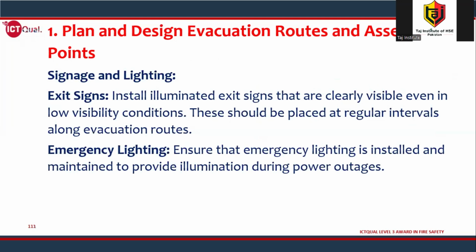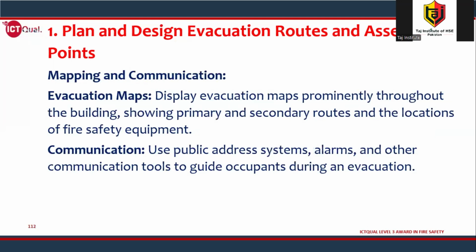Signage and lighting. Exit signs. Install illuminated exit signs that are clearly visible even in low visibility conditions. These should be placed at regular intervals along evacuation routes. Emergency lighting. Ensure that emergency lighting is installed and maintained to provide illumination during a power outage.